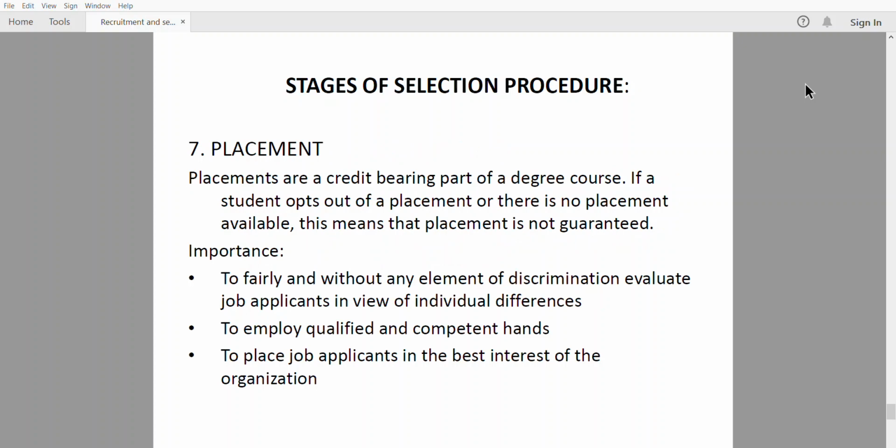Placement. Placements are credit-bearing parts of the degree course. If a student opts out of the placement or there is no placement available, this means the placement is not guaranteed. Important. So this placement is an online procedure from the sites of the candidates who are applying for a job. It is important to fairly evaluate the job applicants without any element of discrimination, in view of individual differences, to employ qualified, competent hands, and to place job applicants in the best interest of the organization.